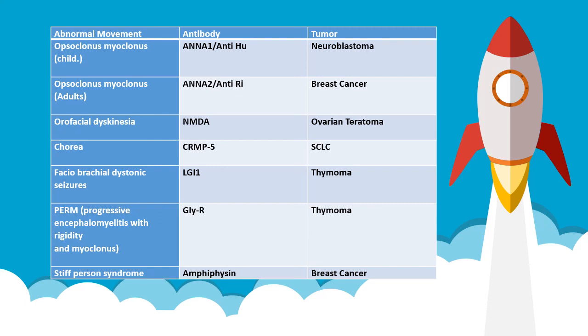The PERM, or progressive encephalomyelitis with rigidity and myoclonus, associated with the glycine receptor antibody, and stiff person syndrome associated with the amphiphysin antibody.